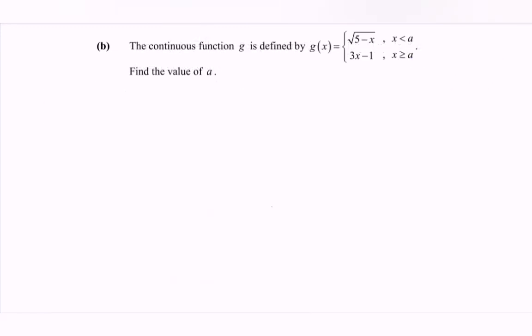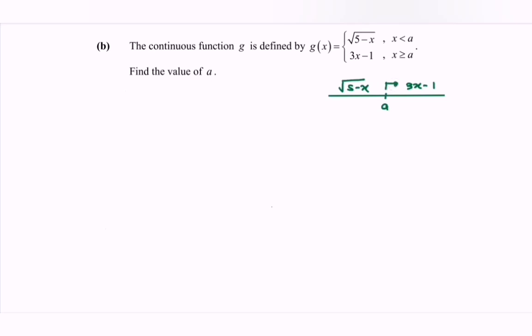Kindly refer to part b. The continuous function g is defined as follows, where we have g(x). So kindly illustrate the situation on a real number line. Here we have the value a. So for x less than a, we have 5 minus x. For x greater than or equal to a, we have 3x minus 1.